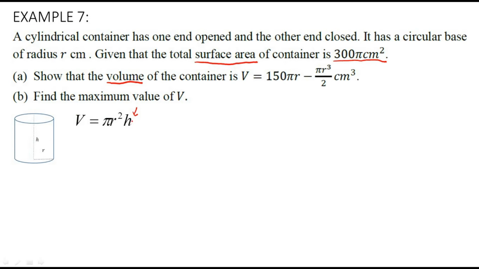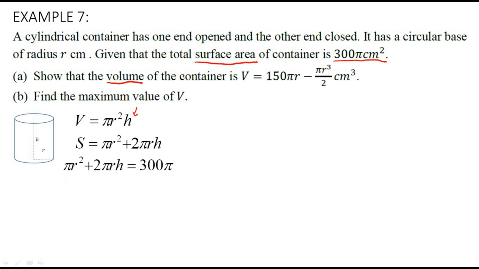In order to do so, you just use any information given in the question. As we highlighted before, the only information they provide is the surface area. So our surface area equation, which I denote as S, is S = πr². We only have one circle here because our cylinder is open at the top, plus 2πrh. This is the general formula of surface area.